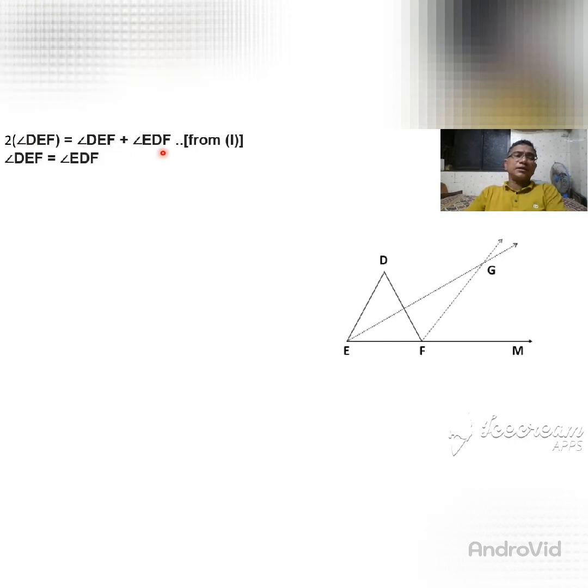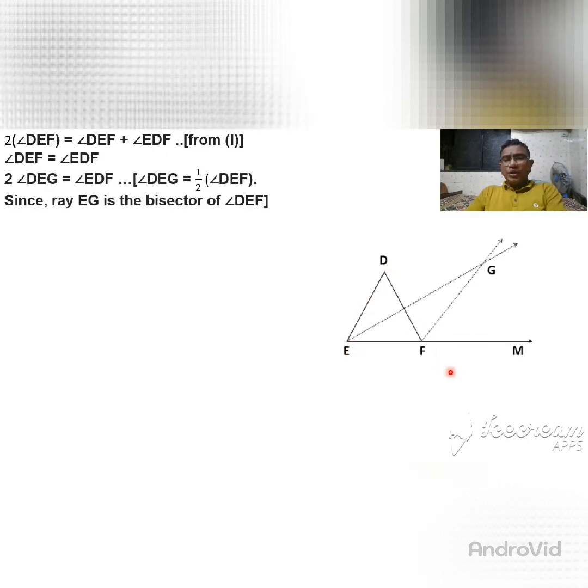One DF cancels. So this DF is subtracted from this 2DF, so only one DF remains. So DF is equal to EDF. See, this is D, this is E, this is F. So this DF is equal to what they said? EDF.